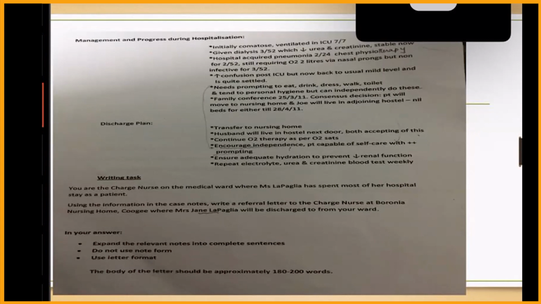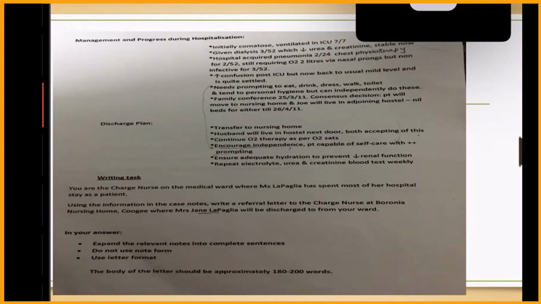Then because of this, the family had a family conference on the 25th of 3rd 2011, and they have decided to move the patient to a nursing home. And we also should mention that Joe will be living in the adjoining hostel, so there is no bed until... but I don't know whether we should mention that, ma'am. And you can say that.